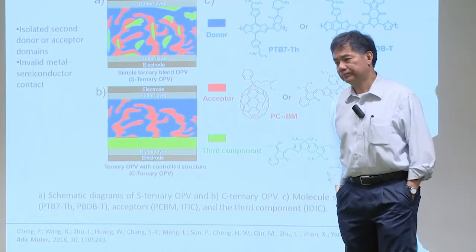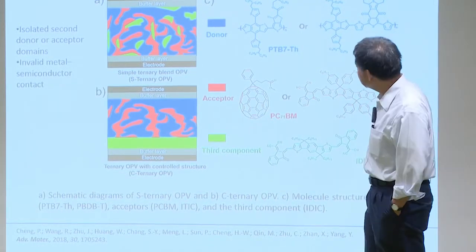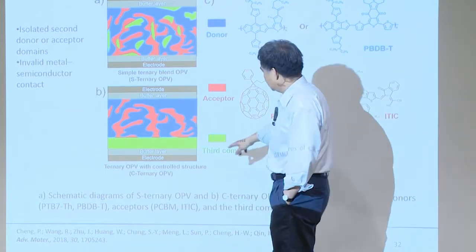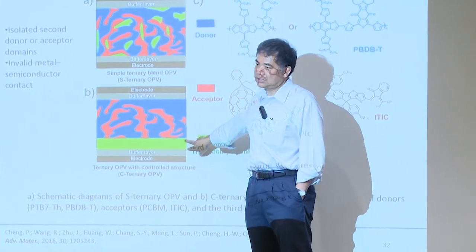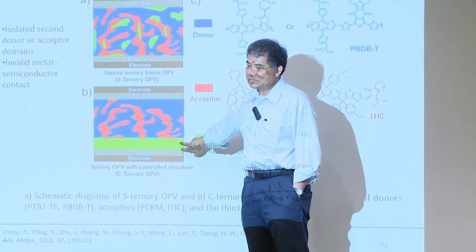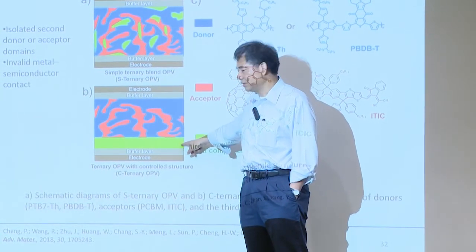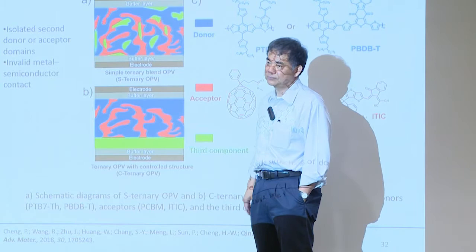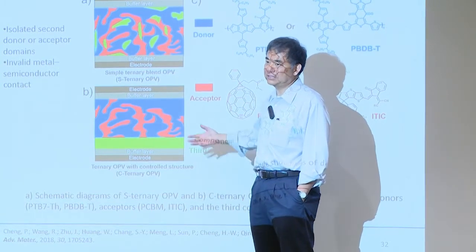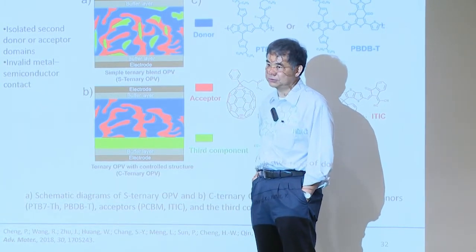But do you have to control the thickness of the third component? Yes, you want it thin enough, because this is a resistor. You don't want it too thick, but you need it thick enough to pick up light. So there is an optimization.